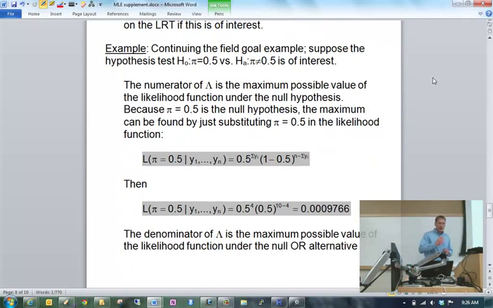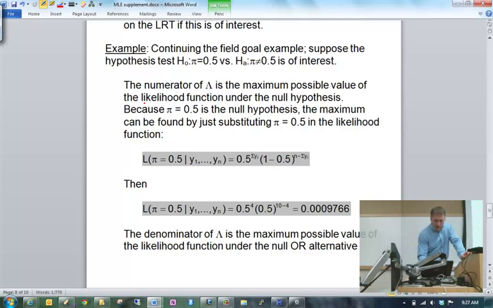So this is that field goal kicking example that we looked at last time. Let's say I want to test: the probability of success on a field goal is 0.5 versus it's not. Well, you've seen hypothesis tests just like this for proportions in STAT 801. You just may not have seen it with applying the test with a likelihood ratio test before. Okay. So again, with this likelihood ratio test, I need to find two things, a numerator and denominator for lambda.